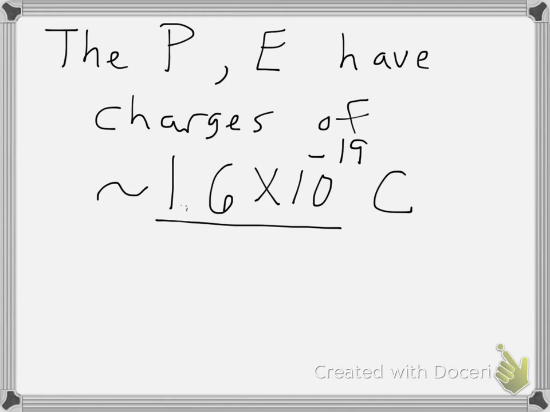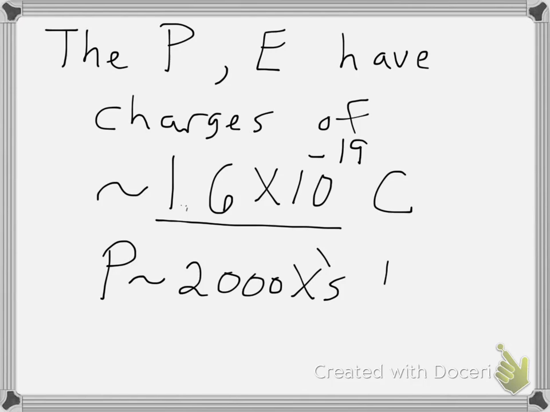Now you may be wondering, what are the sizes of the proton and the electron? Well, it turns out the proton is about 2,000 times larger than the electron. This would be something like comparing the size of a tennis ball to the size of a sedan or a pickup truck. Right? So the proton is absolutely much larger in size than the electron, but they both carry the exact same amount of charge, just one of them is positive and one of them is negative.